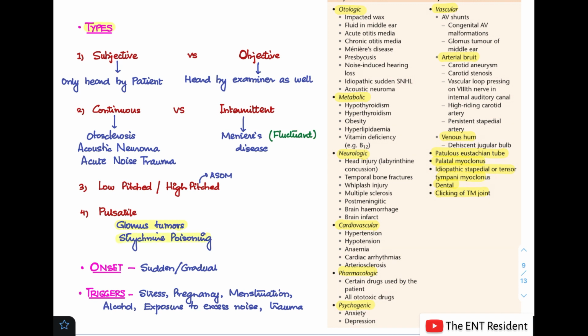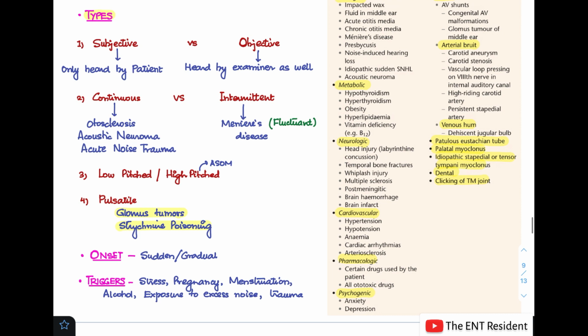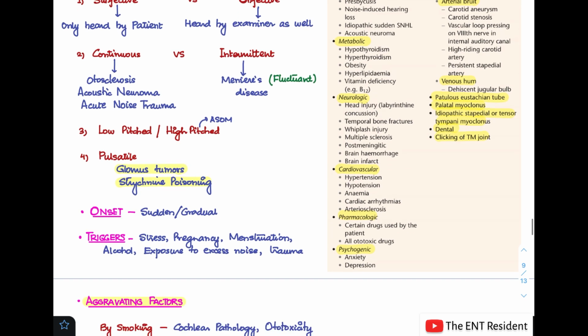and pulsatile tinnitus is common in glomus tumors and strychnine poisoning. Also, while taking the history of tinnitus, you should ask about the trigger factors of the tinnitus. It can be stress, pregnancy, menstruation, alcohol, exposure to excess noise, trauma. So, once you identify the triggering factor, you can advise the patient to avoid those triggering factors, like avoiding alcohol, avoiding regions where there is excess noise exposure, etc.